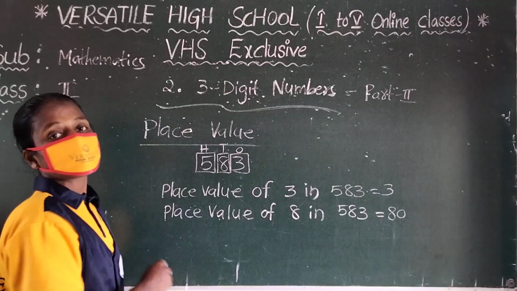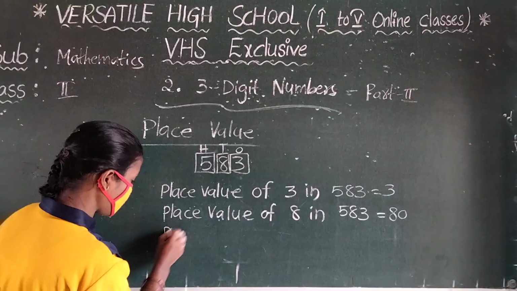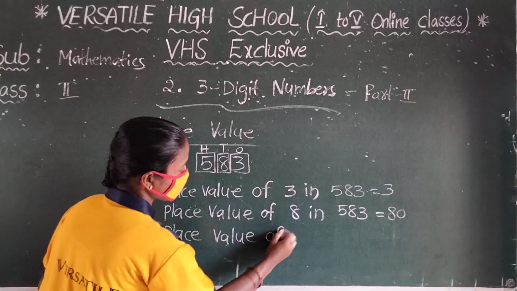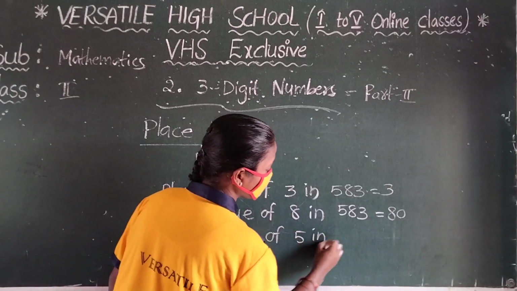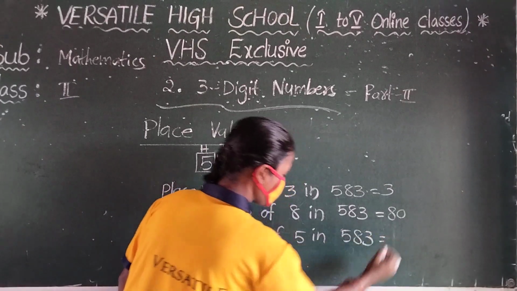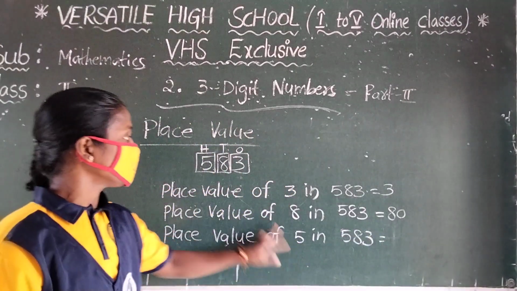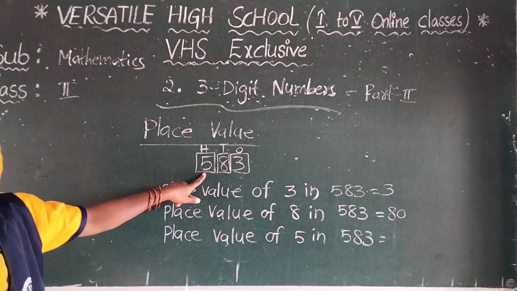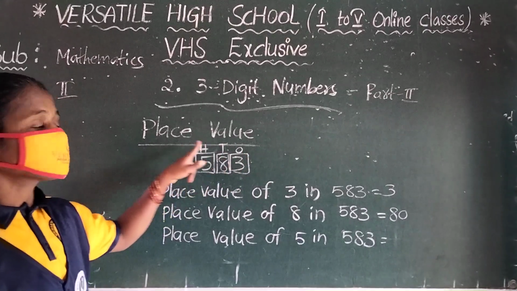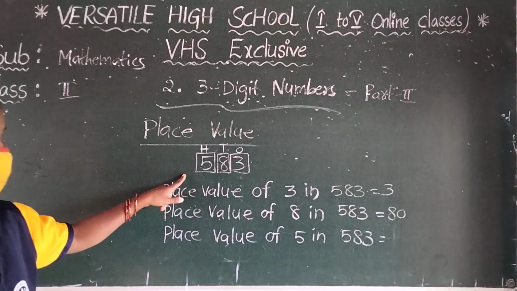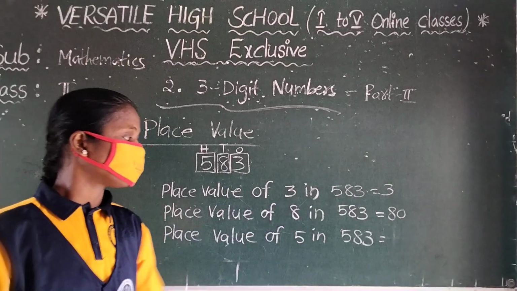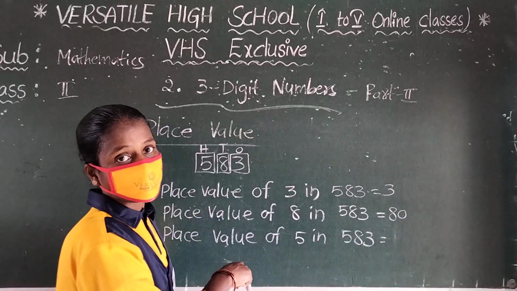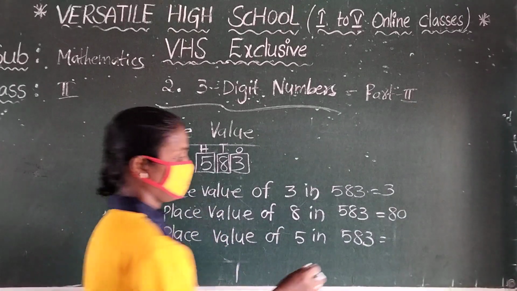Now we are going to the place value of 5. What do you write? Place value of 5 in 583. So once observe where the 5 is in the given number. This is the 5. Count the place values: ones, tens, hundreds. So 5 is in the hundreds place. So place value of 5 in 583 is 5 into 100, 500.